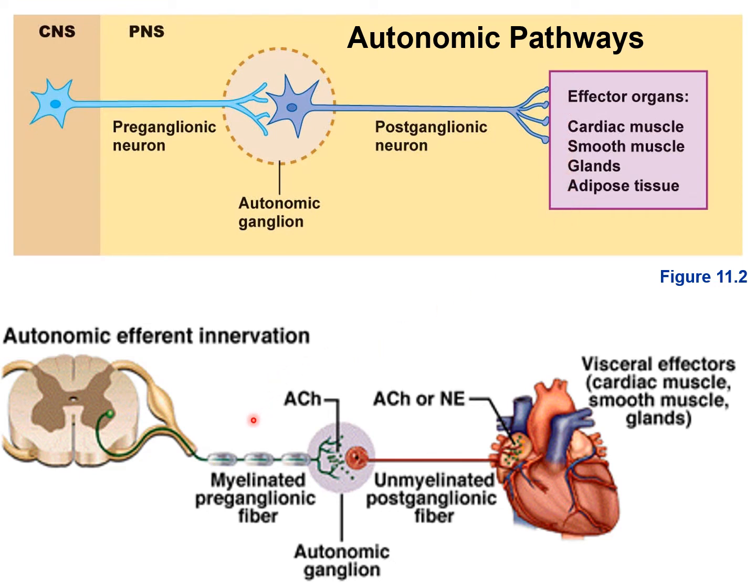And then this picture on the bottom, I just wanted to show you that the preganglionic neuron is myelinated, so you can see that myelin sheath there. And then the postganglionic neuron is not myelinated. And then the other thing to point out is that notice that it takes two autonomic neurons to get to the effector organ. But in the somatic nervous system, which is going to go from the spinal cord here.